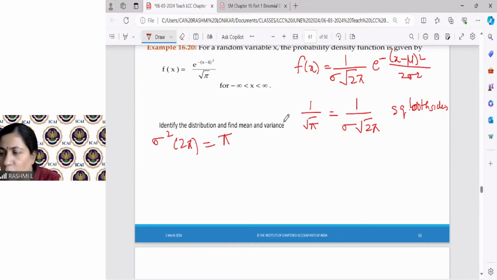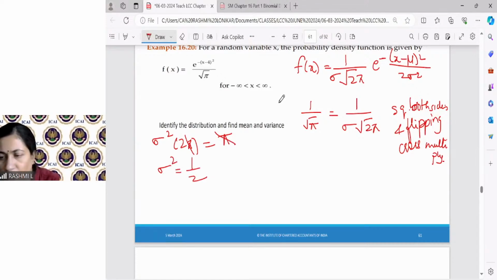ओके, सिग्मा स्क्वायर इंटू 2 पाई, और मैंने वो 1 अपॉन था ना तो उसको फ्लिप कर लिया, स्क्वेयरिंग बोथ साइड्स एंड फ्लिपिंग, मतलब या आपको फ्लिपिंग नहीं समझते तो क्रॉस मल्टीप्लाई. Okay, so what is happening? This is going to get cancelled. So I'm going to have sigma square is equal to 1 upon 2. So what is my variance? So my variance is equal to 1 upon 2. That is what they are asking.